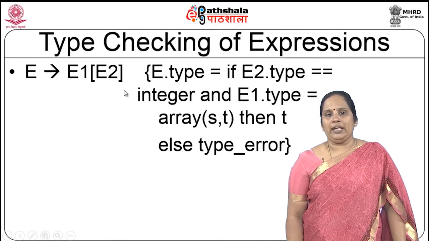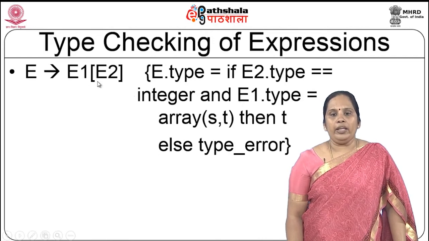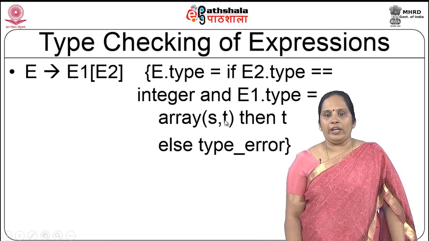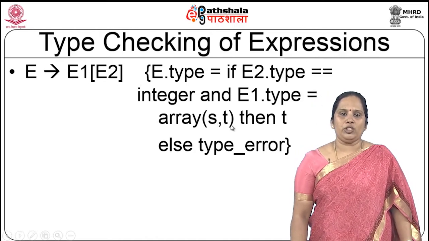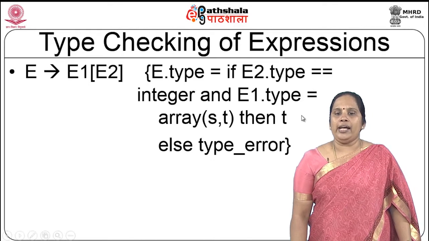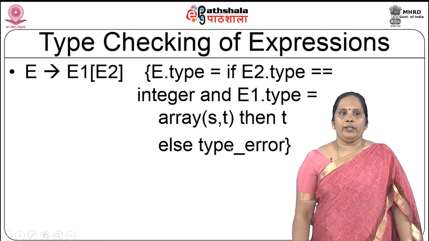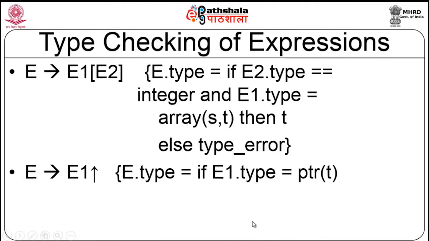So what will I say here? If E2.type is equal to integer, and if E1.type is equal to array of S comma T, which is a mapping from S to T, then you return T as the return type, else you return type_error. So this is the next one.